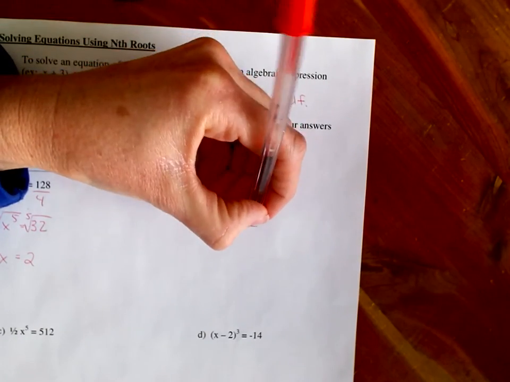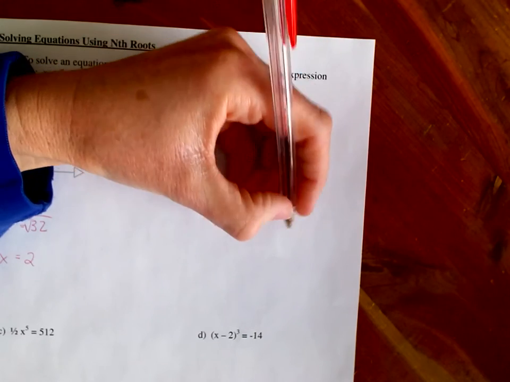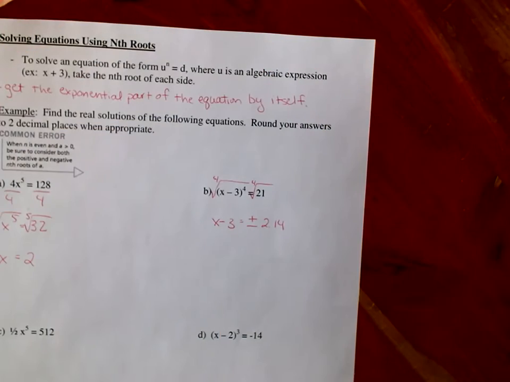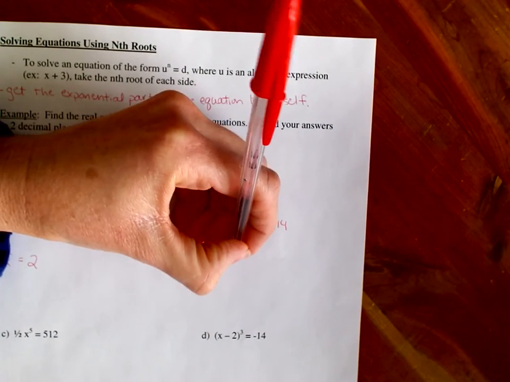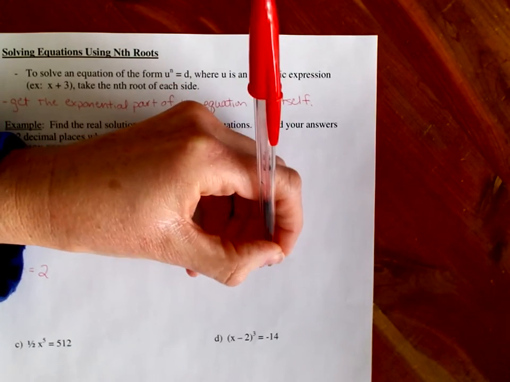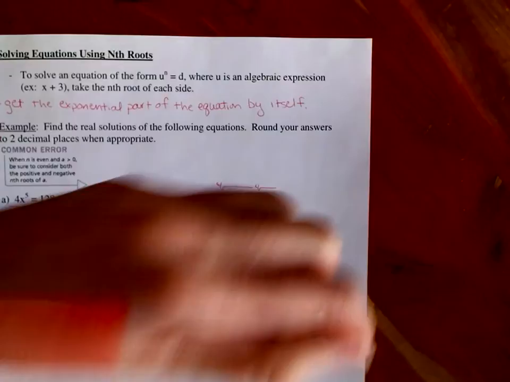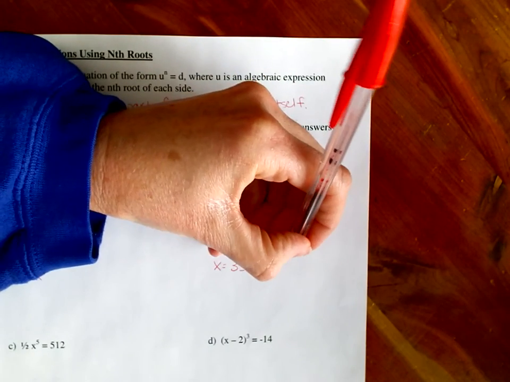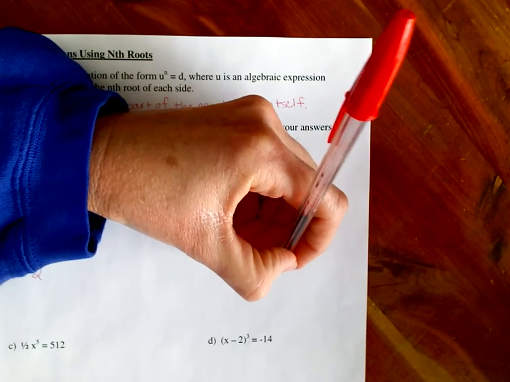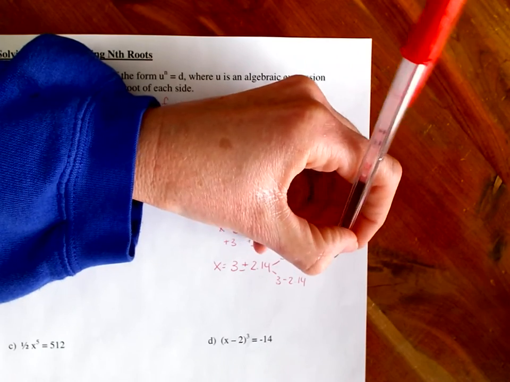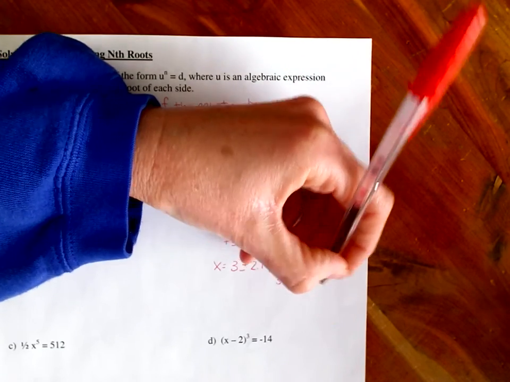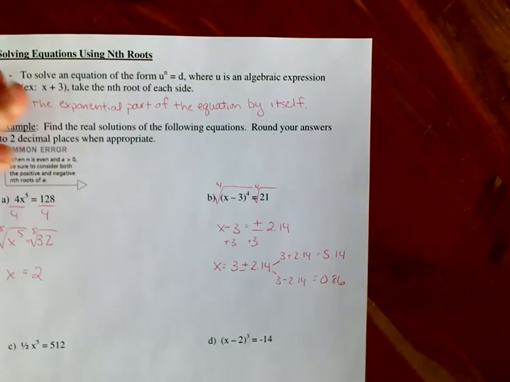So the answer will be positive or negative, and I worked out this fourth root of 21 ahead of time, approximately 2.14. Now, my ultimate goal is to solve for x, and notice the x is not by itself yet, so I need to add 3 to both sides, and I am now at x equals 3 plus or minus 2.14. This just means that there are 2 possible solutions. One solution can be found by doing 3 plus 2.14. The other solution can be found by doing 3 minus 2.14. The first solution is 5.14. The second possible solution is 0.86.